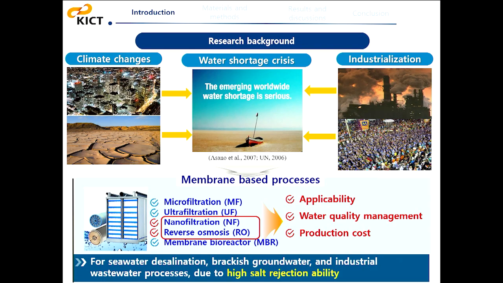Water shortage and concern over anthropogenic pollution have necessarily increased reliance on impaired water supply to meet the growing water demand. Alternatively, membrane-based water treatment processes are gaining great attention due to their strong applicability in water quality management and production costs. Among them, nanofiltration and reverse osmosis membrane desalination are central to increasing the supply of high-quality water from seawater, brackish water, groundwater, and wastewater.